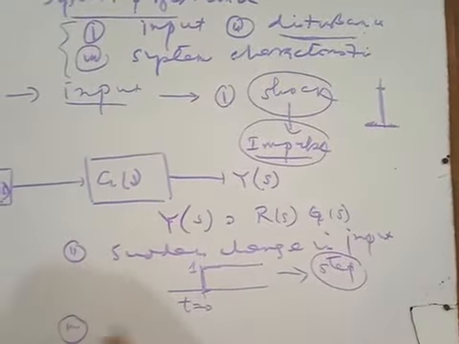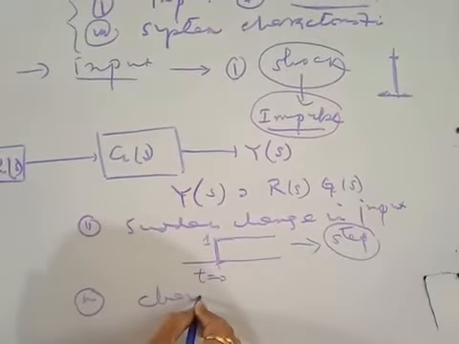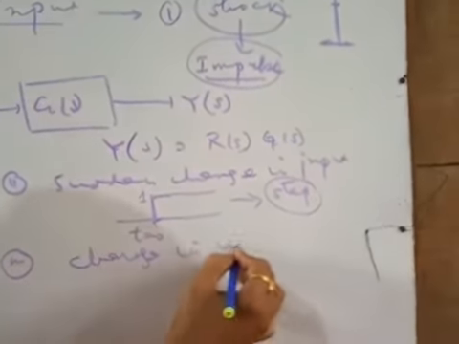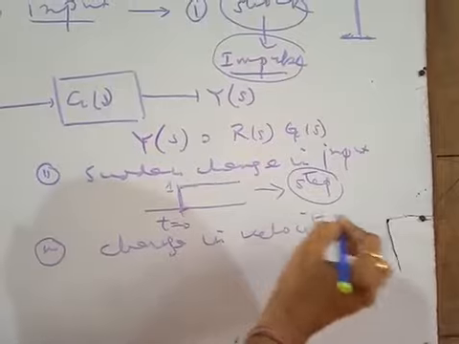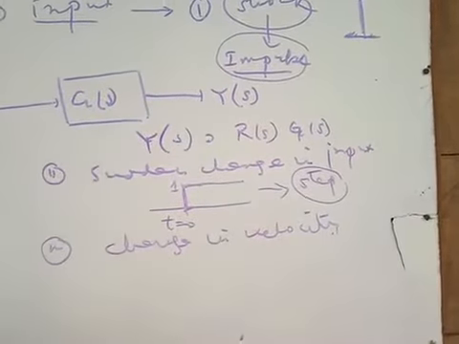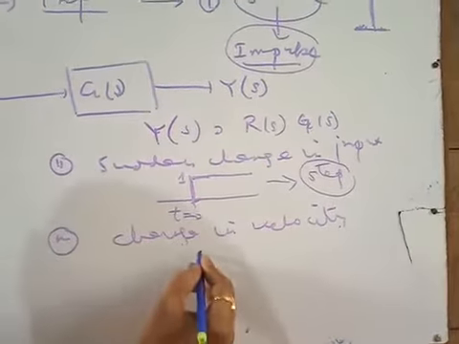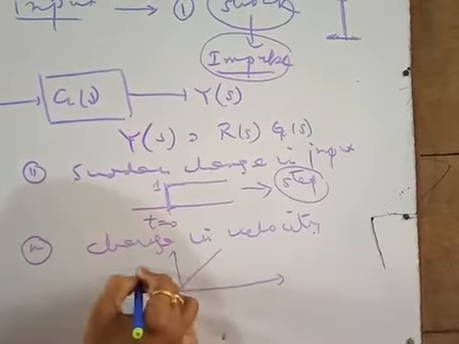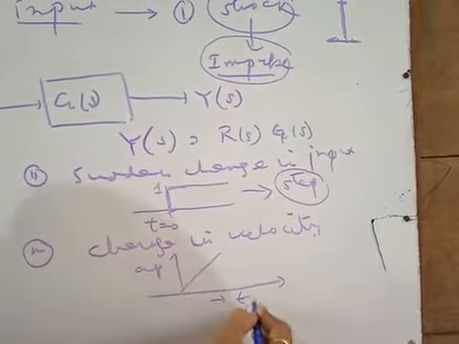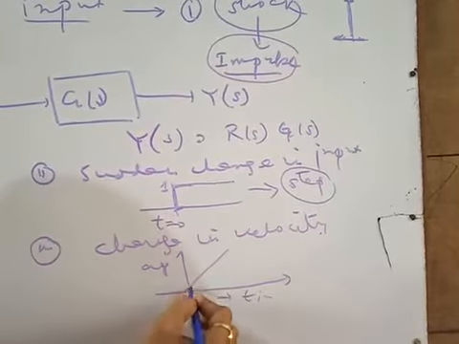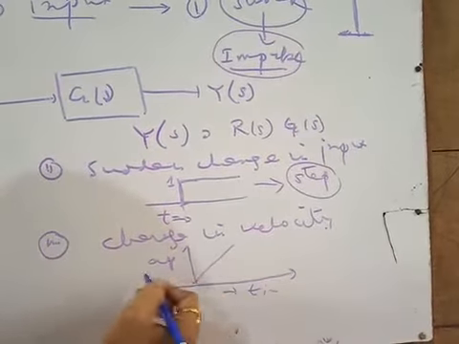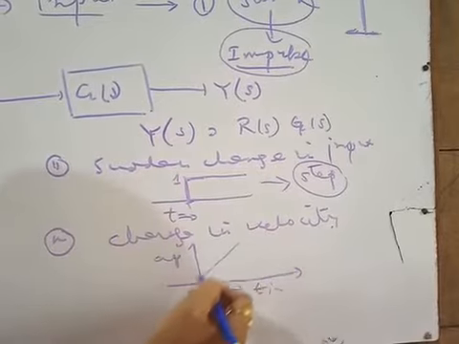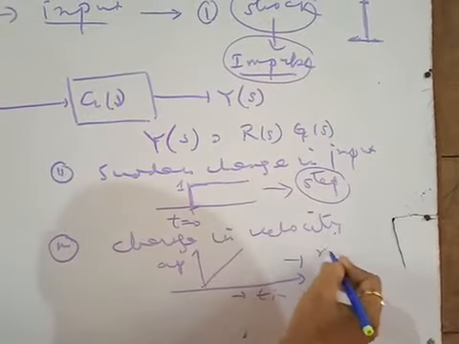Next, the change in velocity. Change in velocity type of input. You see, this is your amplitude, this is your time. So this is your variation of the amplitude with time. This is one kind of ramp signal.